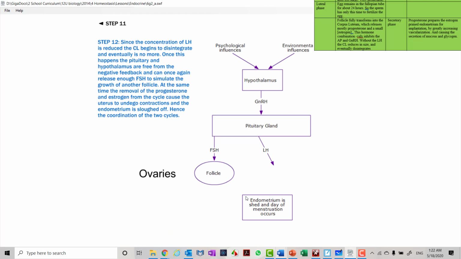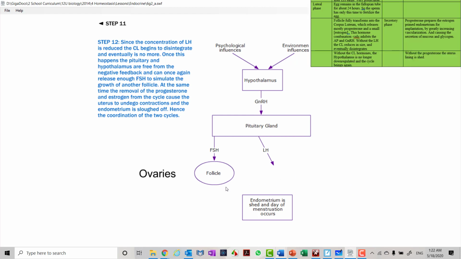if the egg's not implanted, so if the egg's implanted, everything changes. But if the egg is not implanted, this reduction will eventually cause certain things to occur. The corpus luteum will get smaller and smaller and smaller, and eventually it will disintegrate. When it disintegrates, it will no longer release progesterone, and then right after that happens, the hypothalamus and pituitary are able to stimulate the production of GnRH and FSH.